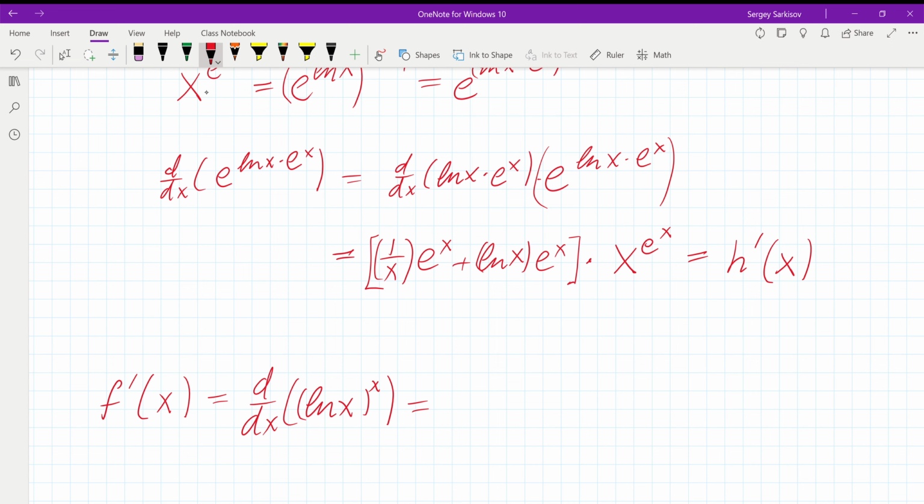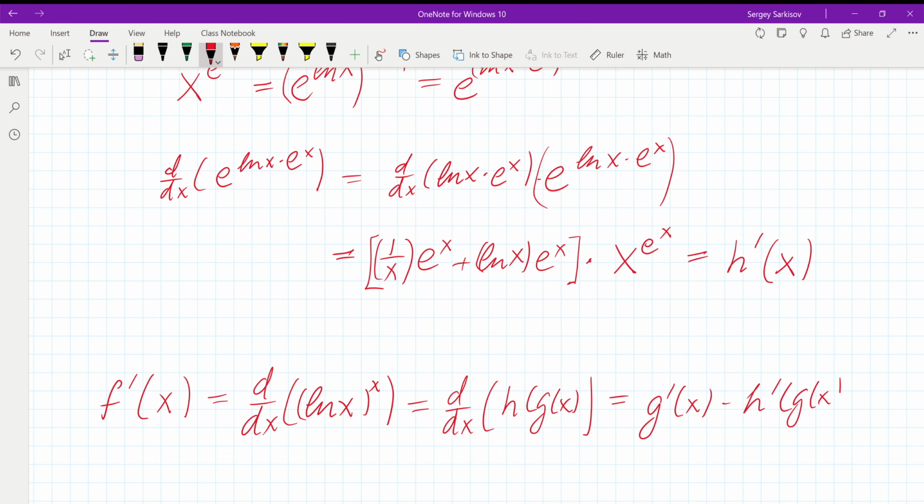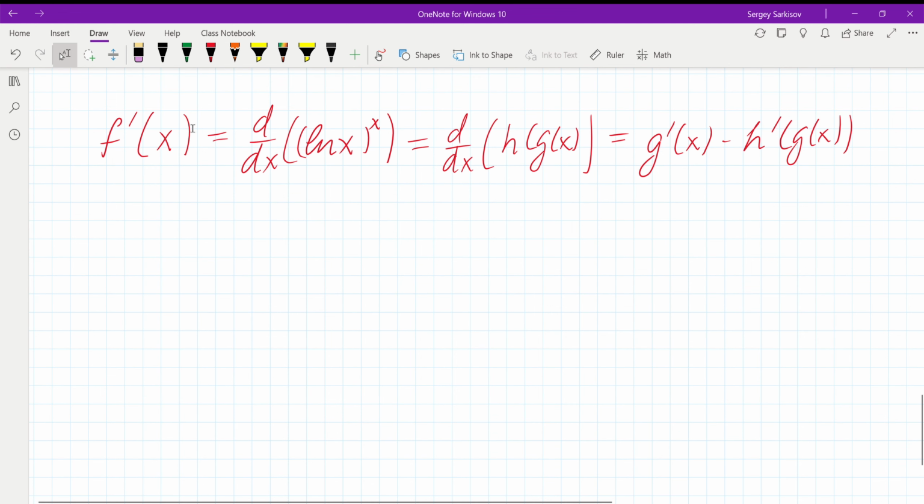It's going to be, remember, the derivative of h of g of x. So by the chain rule, it's equal to g prime of x, the inside derivative, times h prime of g of x. We know h prime of x, we know g prime of x, so we got this, watch. And g of x is ln x, remember, so g prime of x was 1 over x, okay, good. And what's h prime of x?